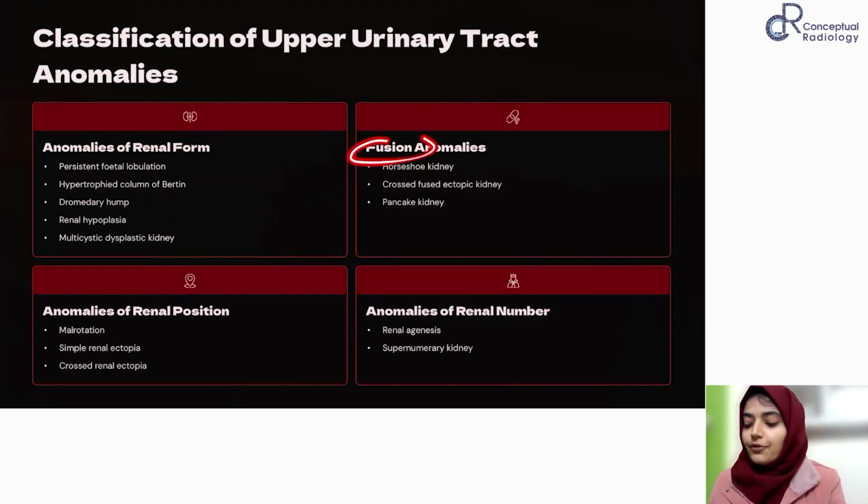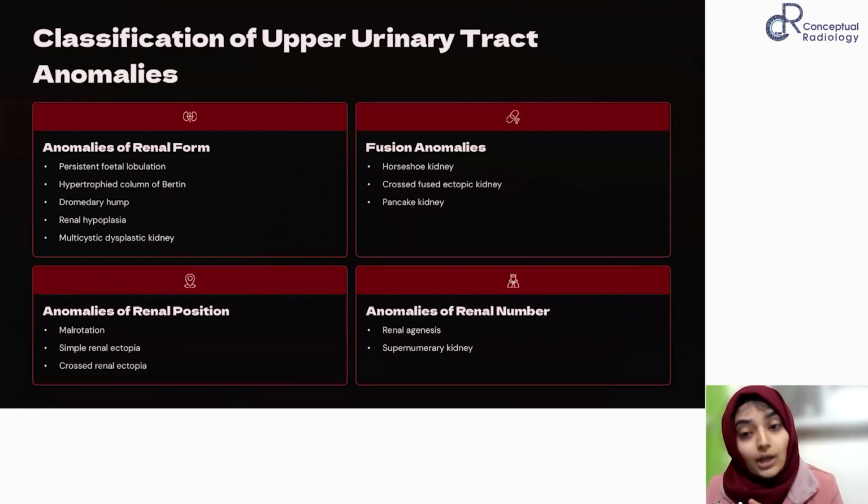Then we come to the fusion anomalies. If it is incomplete fusion or partial fusion, it can result in something like a typical horseshoe kidney or a crossed fused renal ectopia. There also fusion is happening between the two moieties. So cross fusion. And then there is a rare type of variant called the pancake kidney. I happened to see this kidney in the recent past. So a pancake kidney, a rare variant, but we are going to discuss this also. So these are the three anomalies related to fusion.